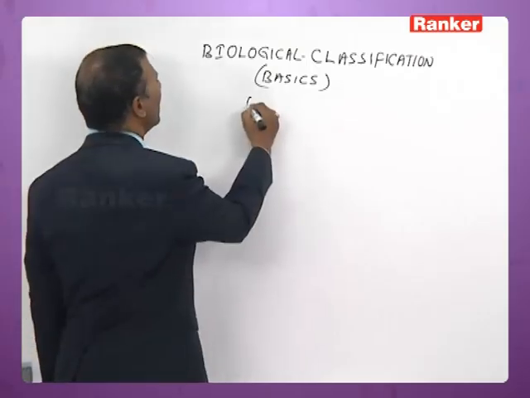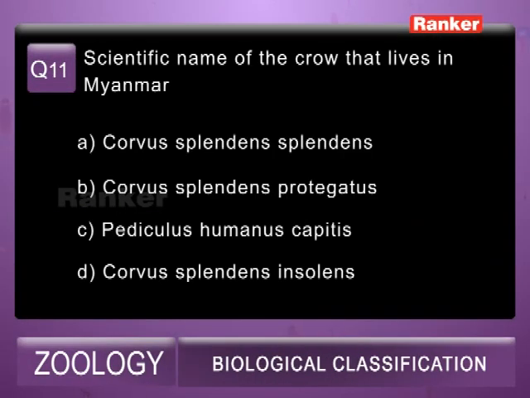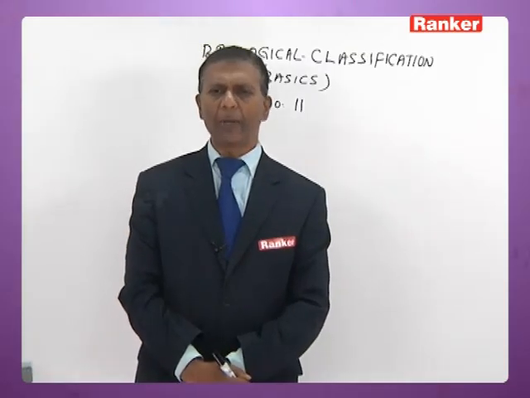Question number 11. I'll read it out. Scientific name of crow that lives in Myanmar. A. Corvus splendens splendens. B. Corvus splendens protegatus. C. Pediculus humanus capitis. D. Corvus splendens insolens. This Corvus is the best example for trinomial nomenclature.